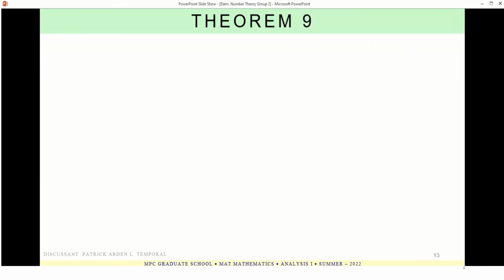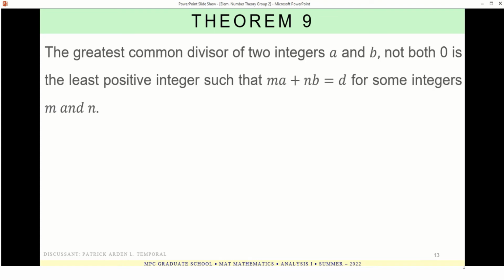Now, we present a theorem which proves that the GCD of two integers can be written as a linear combination of two integers. The greatest common divisor of two integers a and b, not both 0, is the least positive integer d such that m times a plus n times b is equal to d for some integers m and n.